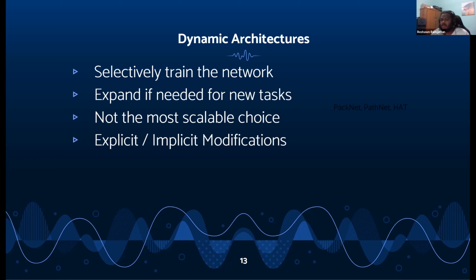But since our goal is to continually learn, and we saw in some of the examples, resources are limited, practically this isn't a very scalable choice. So I don't hear too much about these methods alone either. The examples I've left in black here by mistake are PACnet, PathNet, and HAT.